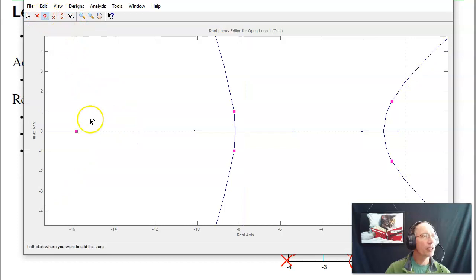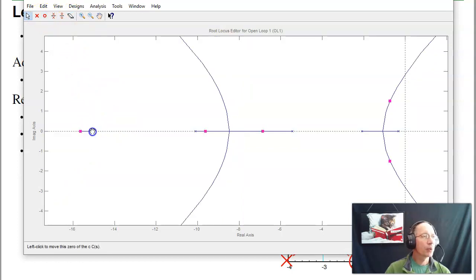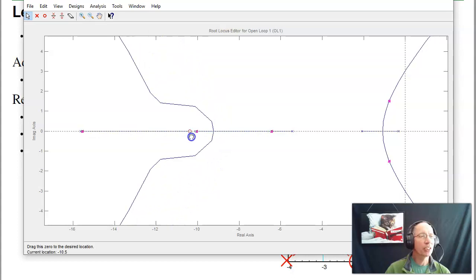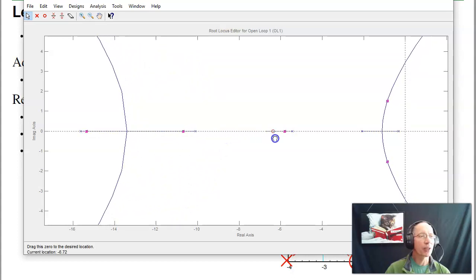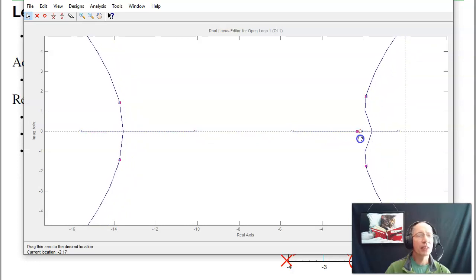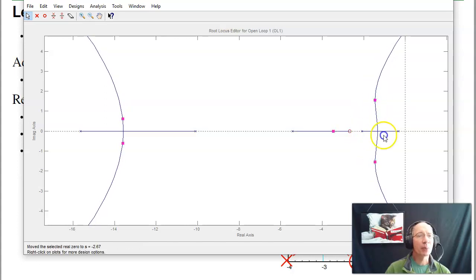In contrast, zeros are good. What a 0 does is the 0 attracts the root locus. Notice it pulled it left a little bit. As I bring the 0 to the right, the 0 looks like a plus charge. It attracts the root locus, attracts the electrons. As the plus charge gets over here, I'm pulling the root locus left. That's the purpose of the 0. That's the idea behind a lead compensator. I want to pull the root locus left as far as I can.